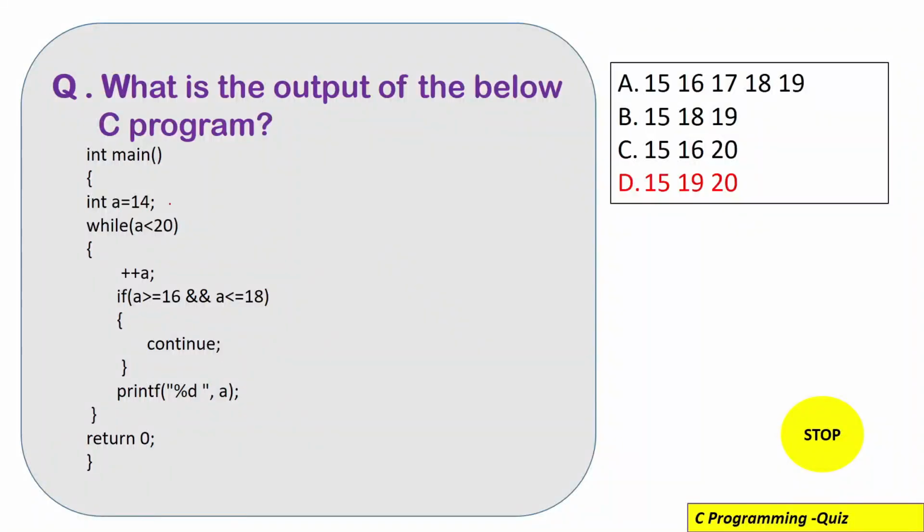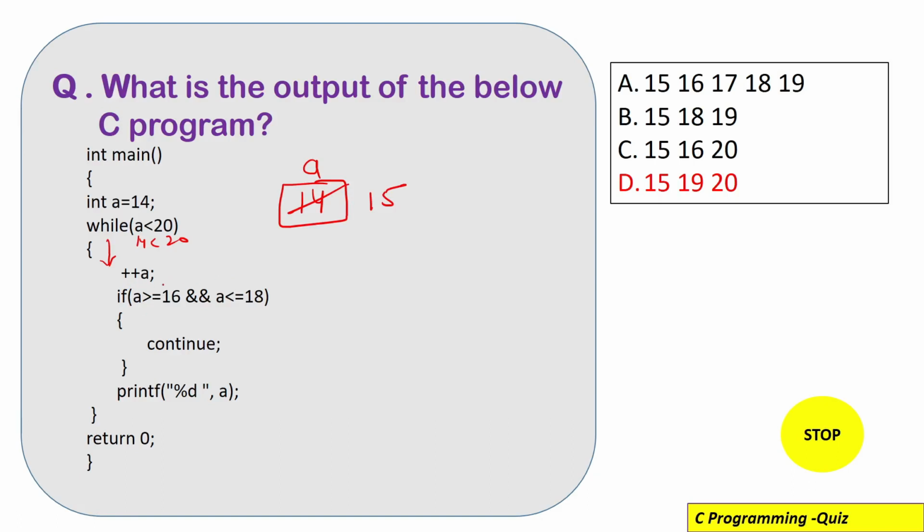Here we have a variable having the value 14. Now we are checking whether this a is lesser than 20 or not. This 14 is lesser than 20, so we will come inside this body. We will simply increment a, so now this will be 15.